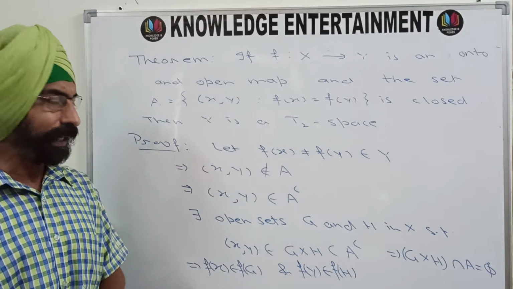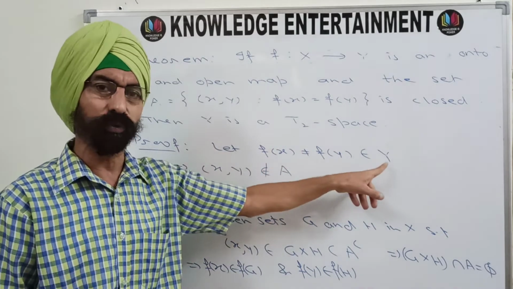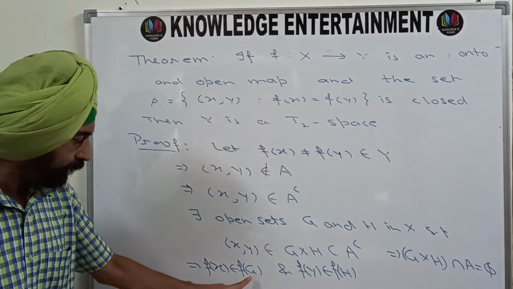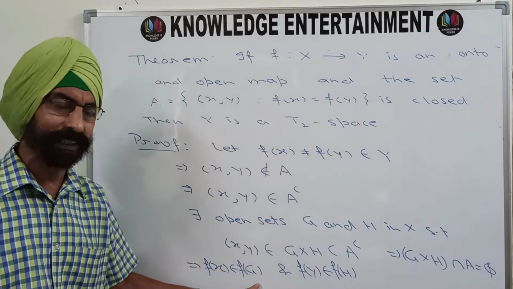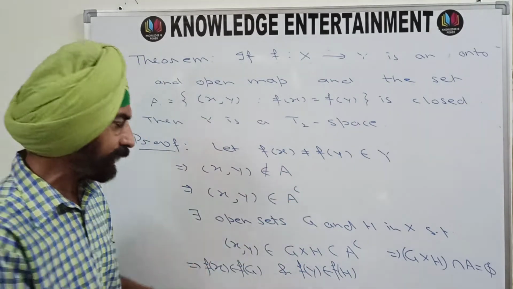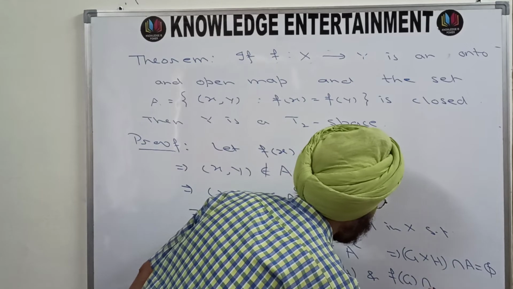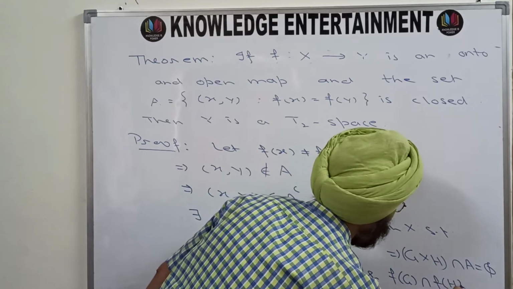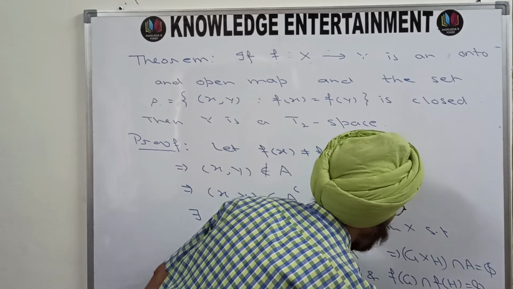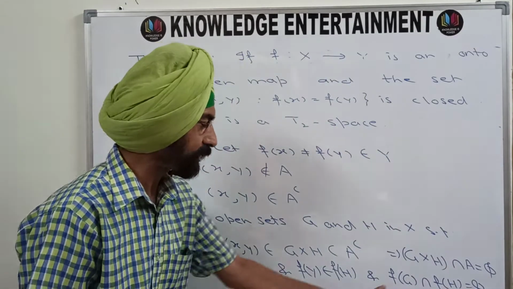So what have you obtained? You have taken two distinct points f(x) and f(y) from the set Y, and you have obtained two open sets f(G) and f(H), one containing f(x), the other containing f(y), and f(G) intersection with f(H) is phi. Why is this phi?